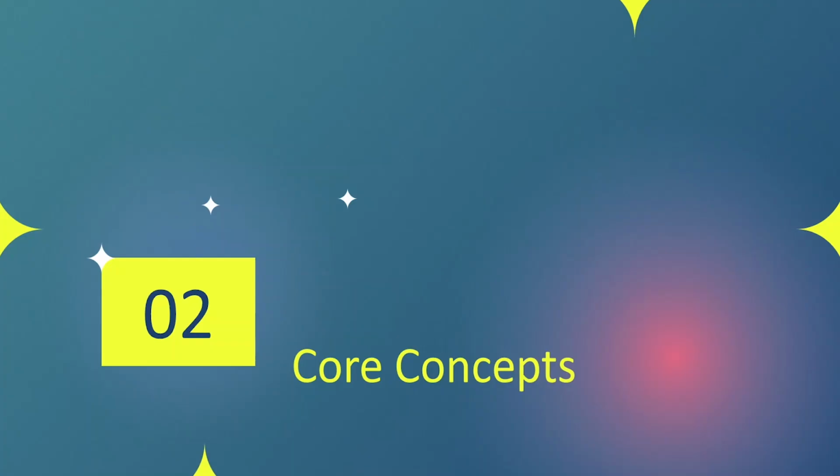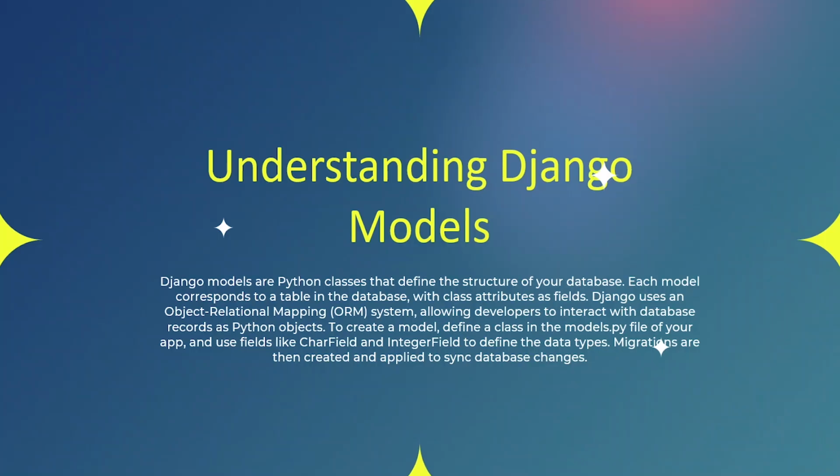Now we are going to understand a few of the core concepts that we are going to learn in this whole tutorial. First we need to understand Django models. Django models are Python classes that define the structure of your database. Let's say you have a web application, and inside your web application you also have a database, which is actually provided by Django.